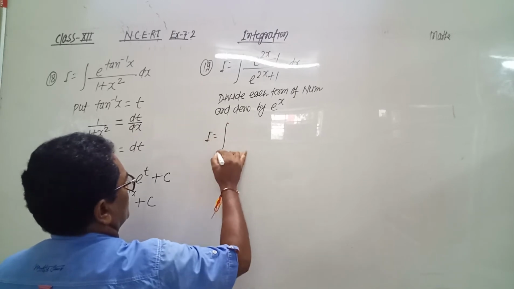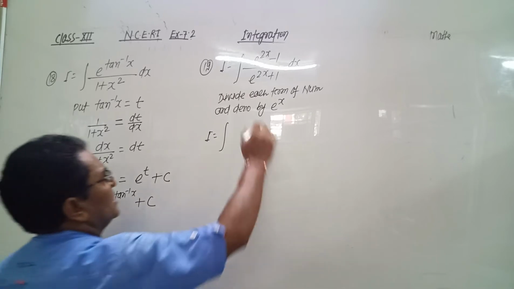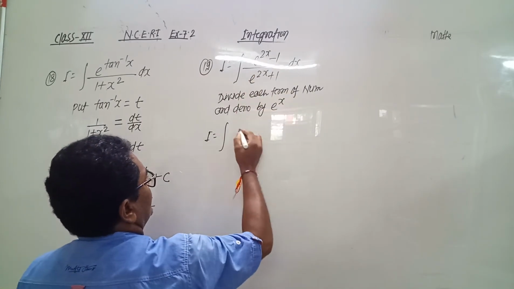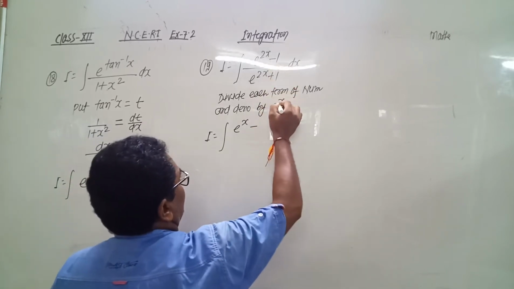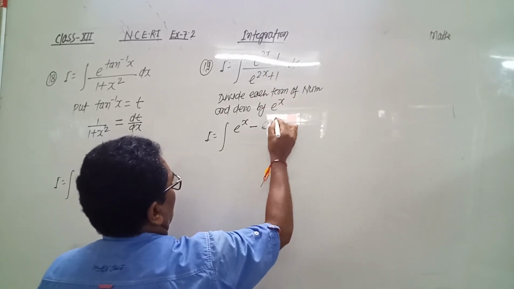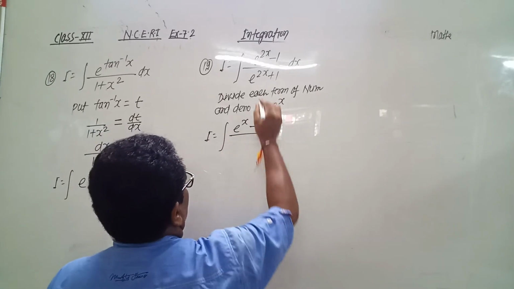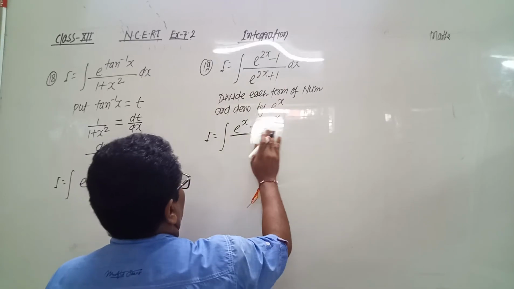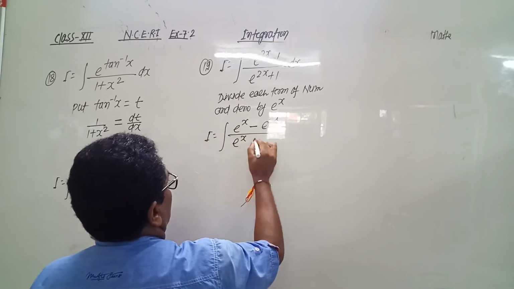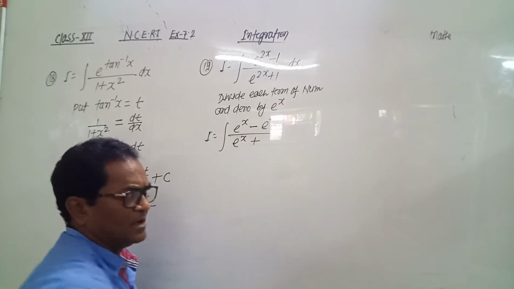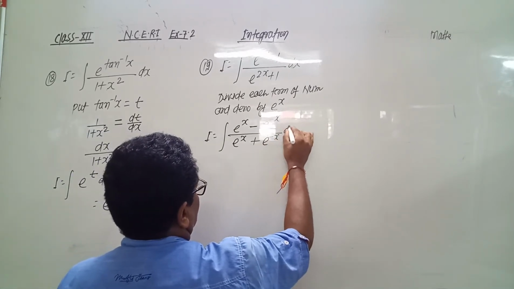So I equals integration of e raised to the power 2x divided by e raised to the power x. We get e raised to the power x minus 1 divided by e raised to the power x, it comes e raised to the power minus x. Then e raised to the power 2x divided by e raised to the power x, again we get e raised to the power x plus 1 divided by e raised to the power x, it gives e raised to the power minus x.